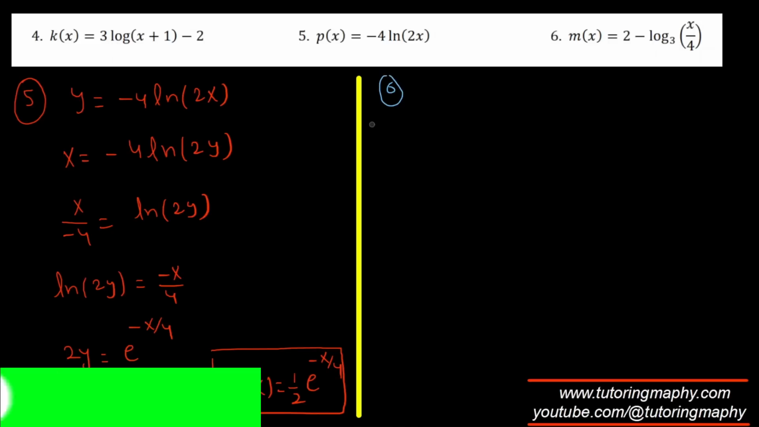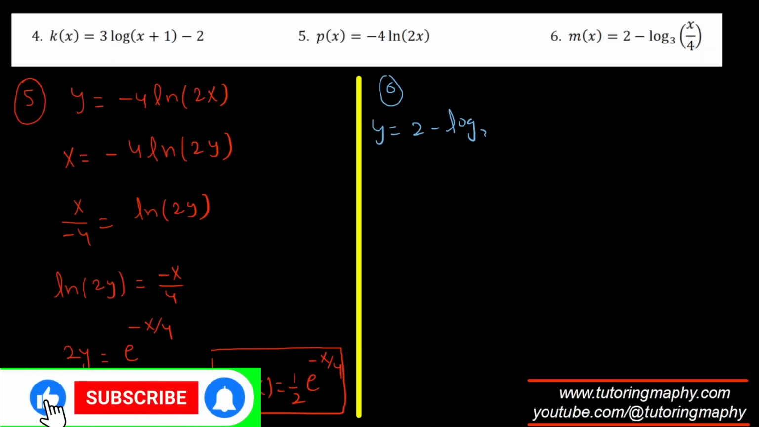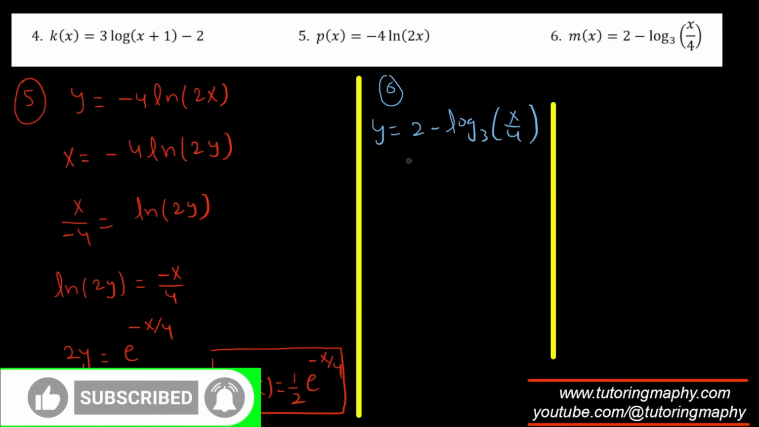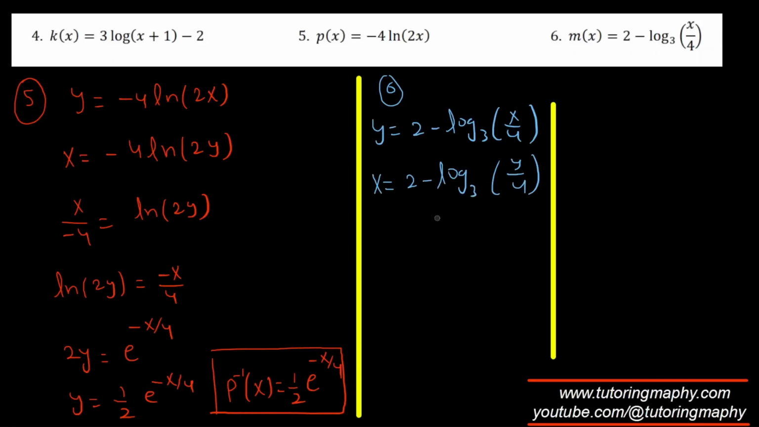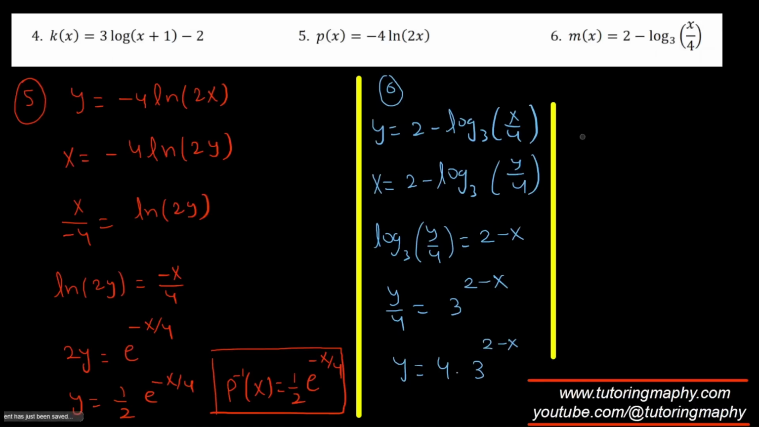Then we have question 6, in which we have y is equal to 2 minus log with base 3 of x over 4. Replacing x with y and y with x, so x is equal to 2 minus log with base 3 of y over 4. Let's move the log term over to the left side so that it becomes positive, and x over to the right side. So y over 4 is as it is, 3 is the base that goes on the other side, and 2 minus x on the power. So multiplying both sides by 4, y is equal to 4 times 3 raised to 2 minus x, and y is m inverse x, right? So m inverse x is equal to 4 times 3 raised to 2 minus x. That is the final answer.